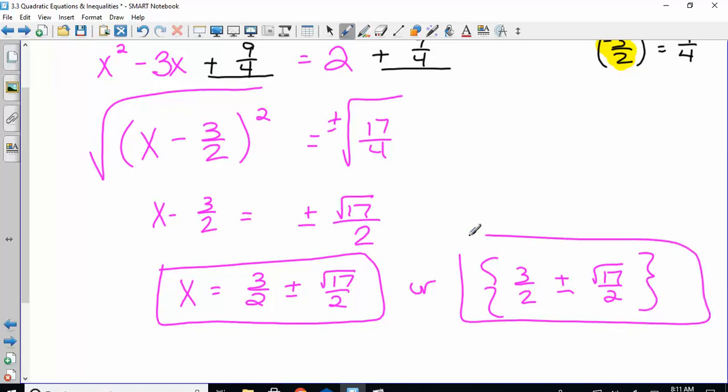Typically, when you complete the square, you're mostly going to have radicals in your answer. If you end up with something that doesn't have an imaginary number or a radical, then you probably could have done slip and slide to begin with. But it's not uncommon at all to have those radicals.